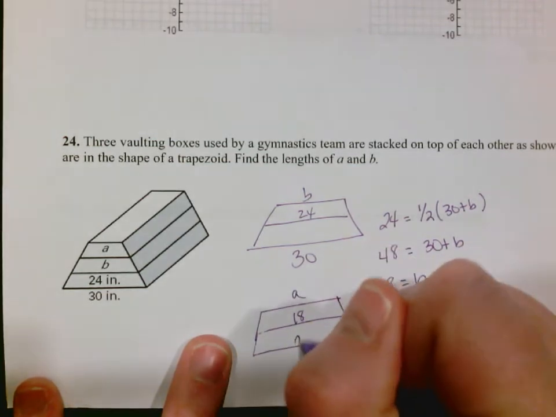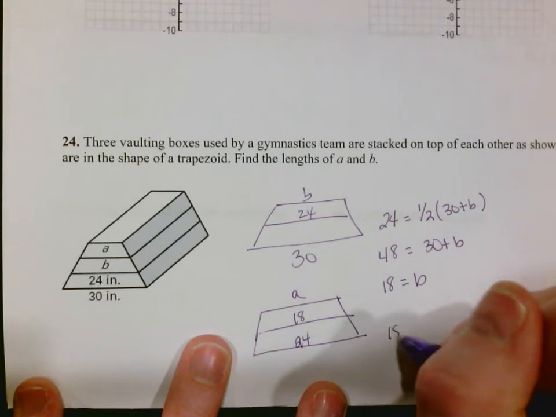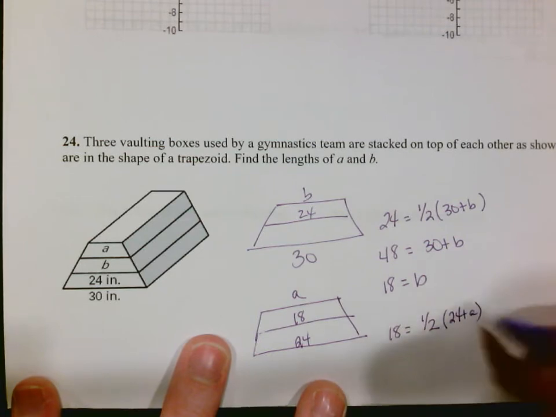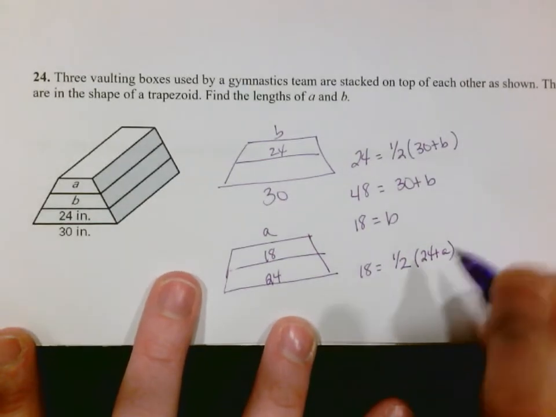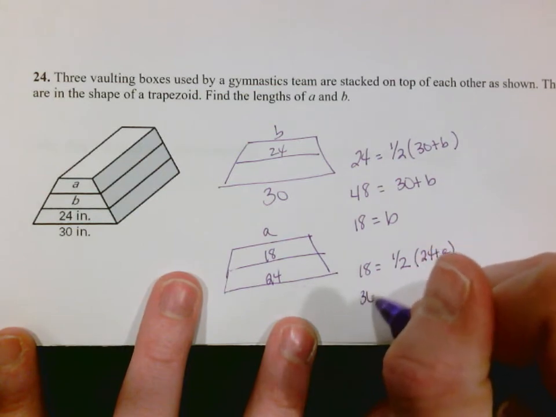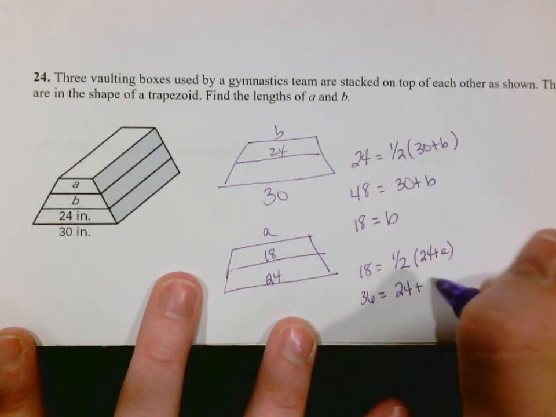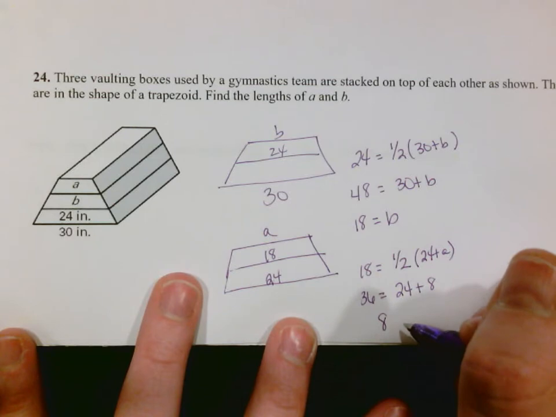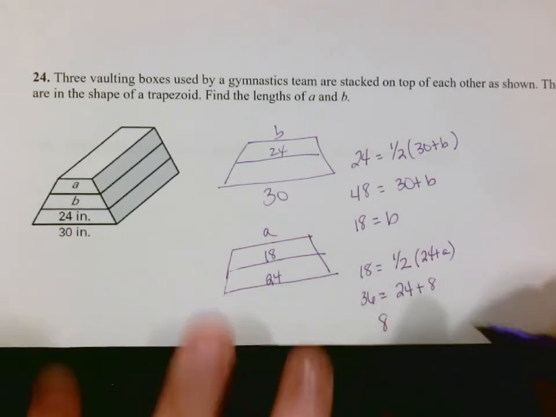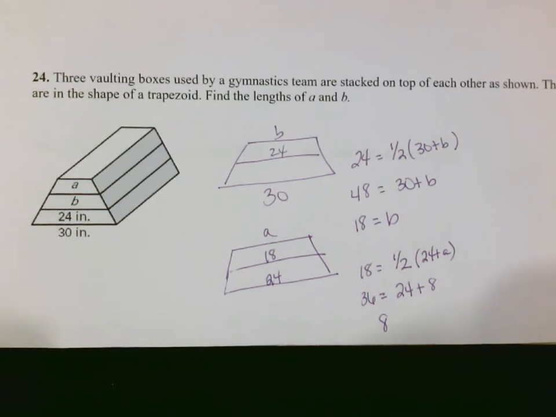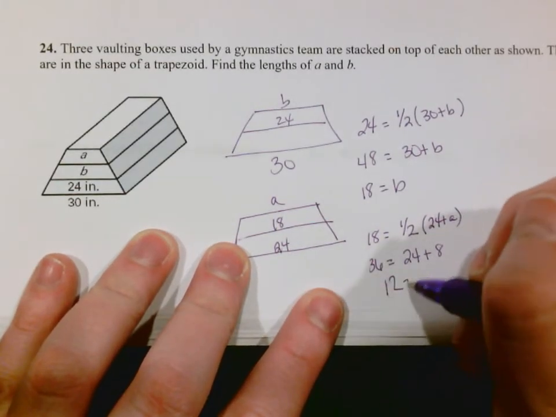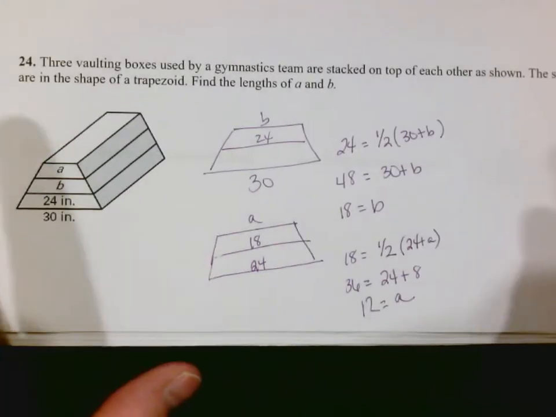So in the next one, this is 18, this is A, this is 24. So 18 equals 1/2 of 24 plus A. Double to get rid of the half, which is going to be 36, equals 24 plus A. Minus 24, 8. Not 8. Try that again. 36 minus 24 should be 12. Helps if I can do math right today. So 12 equals A. So there's my two answers.